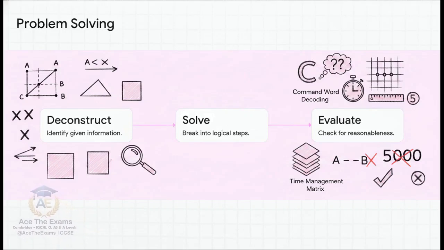Third, evaluate. Check for reasonability. This is huge. If you are calculating the distance between 2 points that are visually obviously close on a provided grid, and your calculated magnitude comes out to 5,000, you've made an arithmetic error. Catch it. Fix it. Now listen closely.